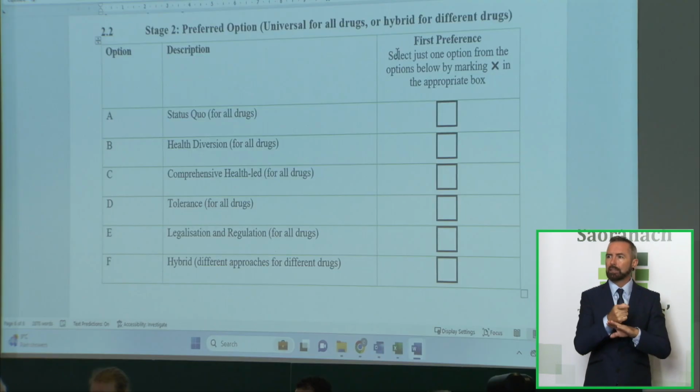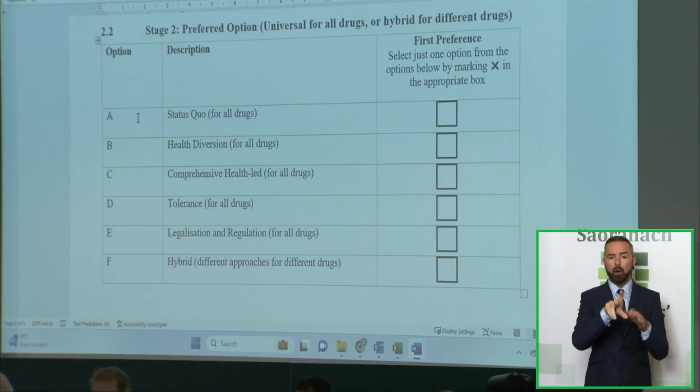The question is very straightforward. On the right-hand side, as you can see on the screen, you have 6 boxes, and you put an X in the box of your first preference. And this is to establish whether or not the members of the Assembly have a preference, an overall majority in preference for any one of these particular approaches. We already know the answer to option A, the status quo, but we're retaining it on this question again for people to express a preference for that.